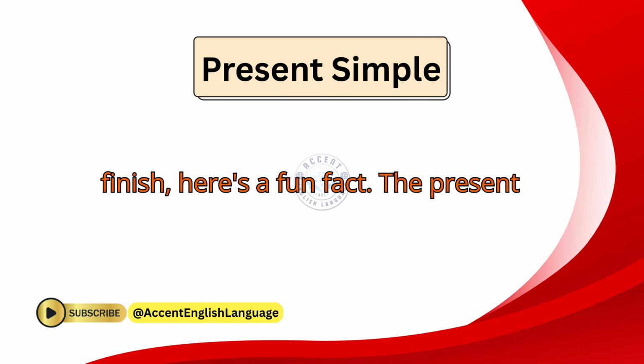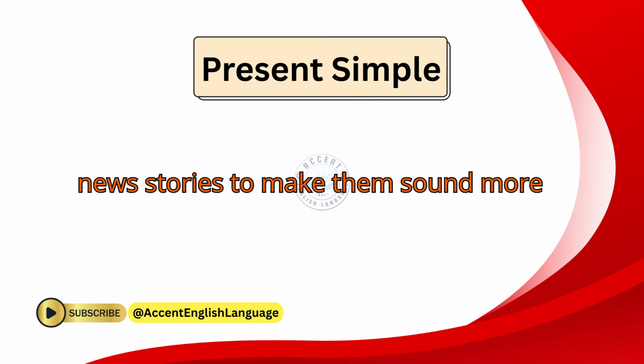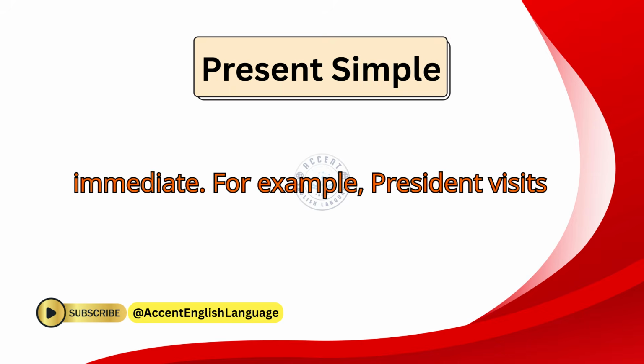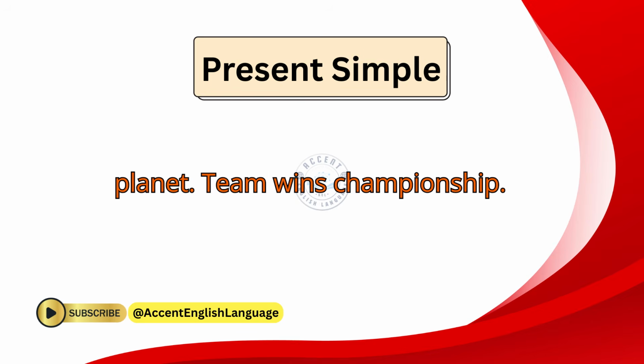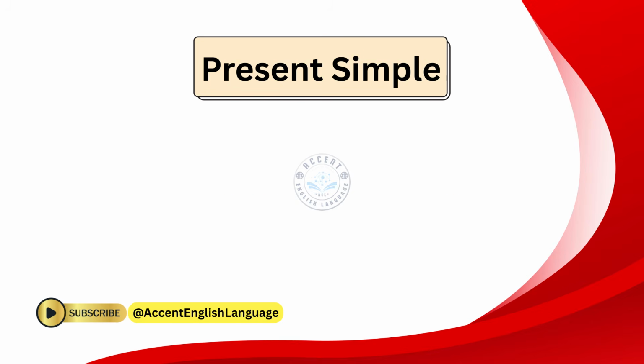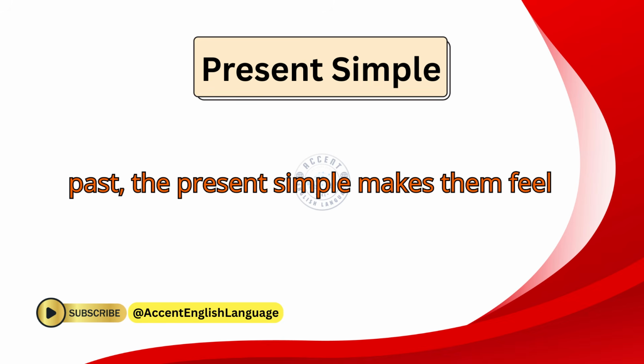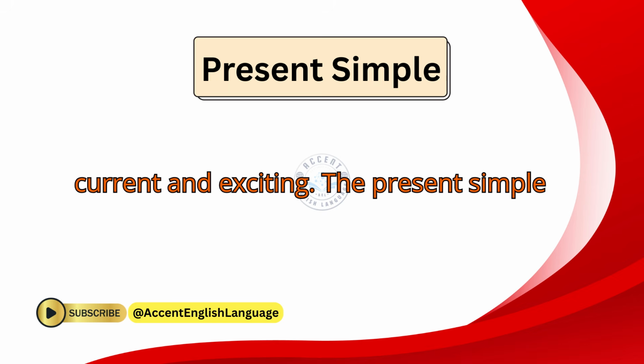Before we finish, here's a fun fact. The present simple tense is used in headlines and news stories to make them sound more immediate. For example, "President visits new school." "Scientists discover new planet." "Team wins championship." Even though these things happened in the past, the present simple makes them feel current and exciting.